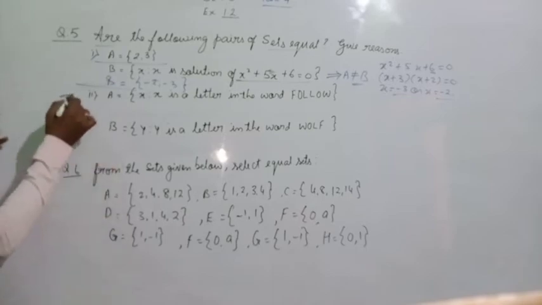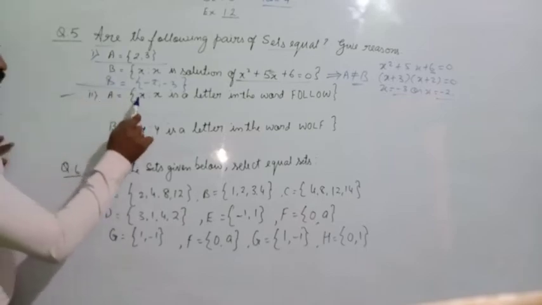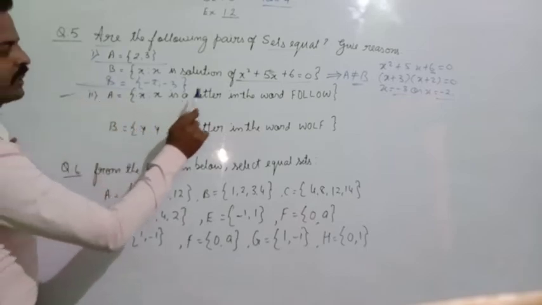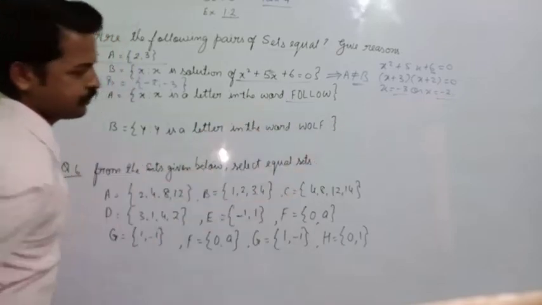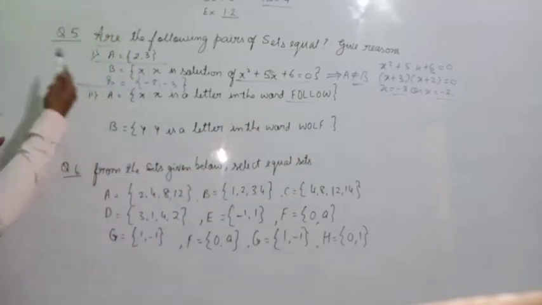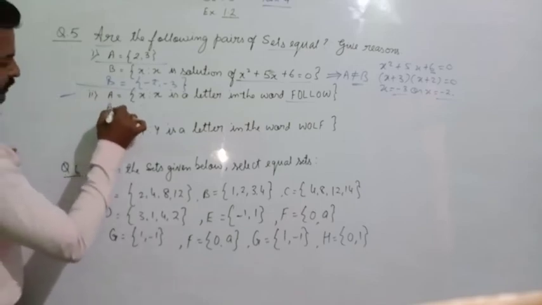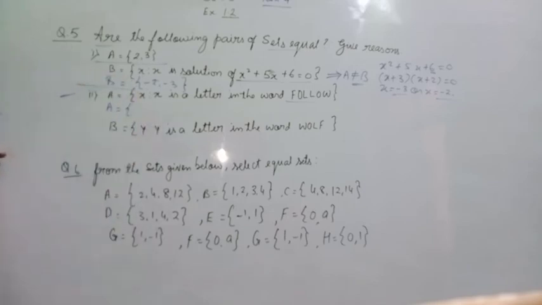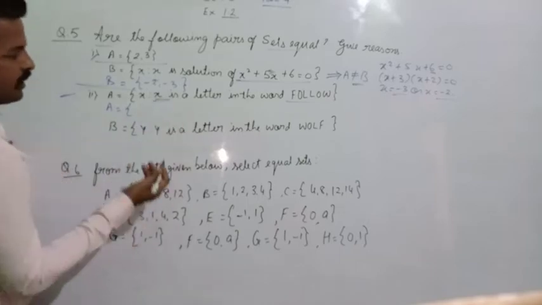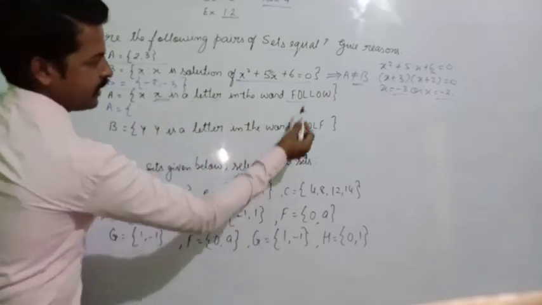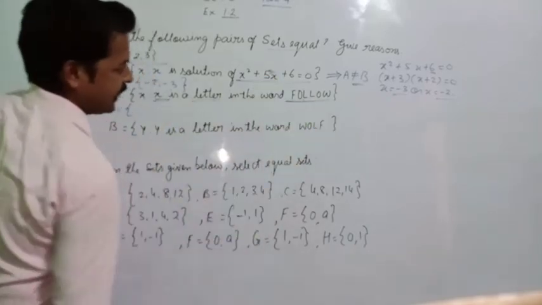Let us see the second question. It says A equal to X such that X is a letter in the word follow. It is given in set builder form. So first of all we have to convert it into the listing method. Listing method में बदलते हैं उसको. X क्या है? Letter है. किसका? इस word के letters हैं.